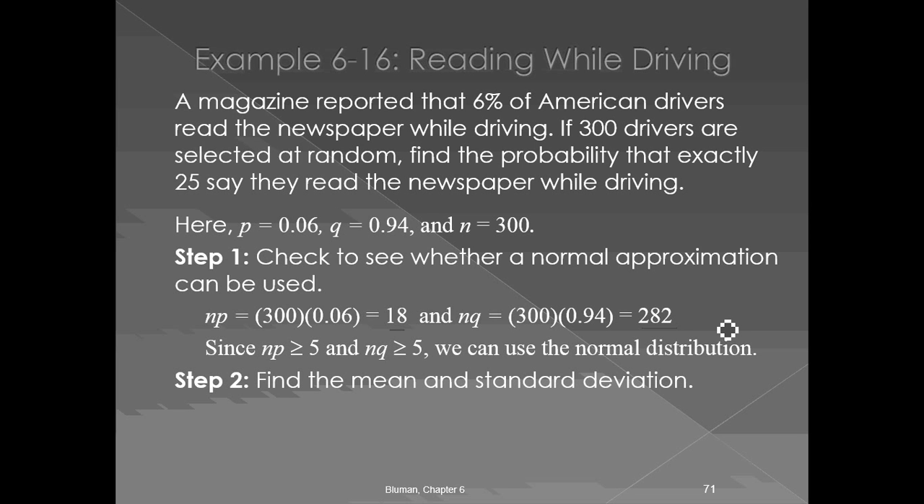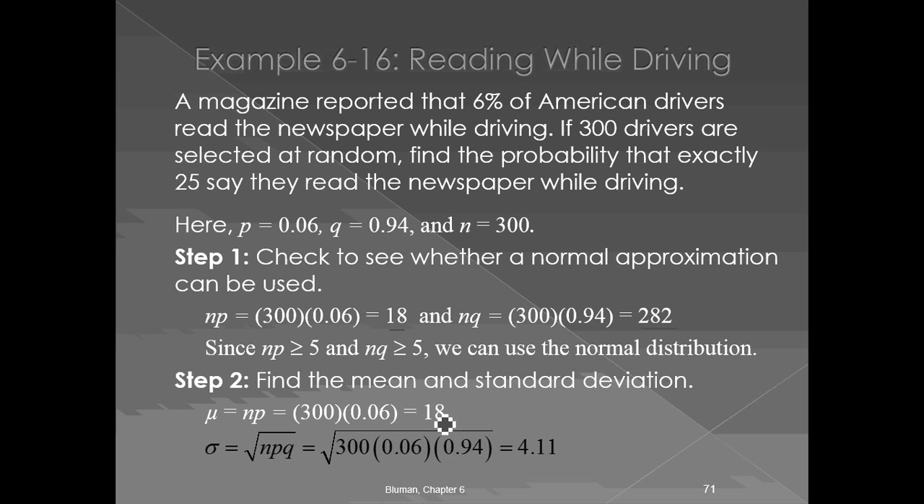Next step, find the mean and the standard deviation. So our mean is just n times p, so 300 times 0.06, so that's 18. Our standard deviation is the square root of 300 times 0.06 times 0.95, which is 4.11. Okay, so now we need those.